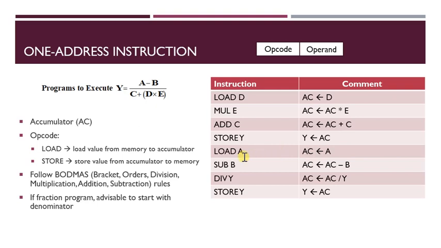We can load the value of A. So inside the accumulator, it will receive the value of memory A, right? And it will do the subtraction, so AC subtract B. After that, the last operation is the division, right? So the accumulator divides with the value of the denominator, which we stored inside the Y memory. So AC divide with Y.